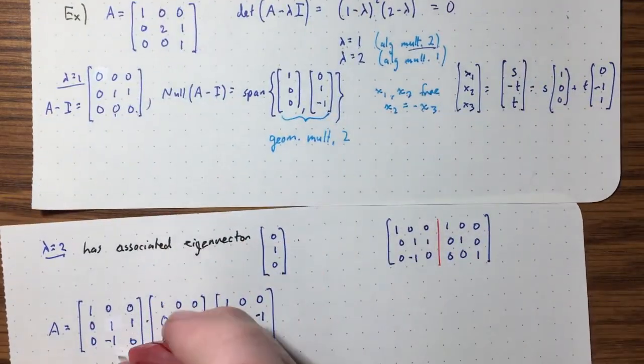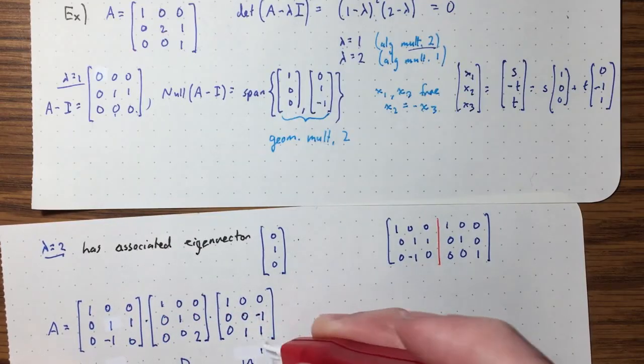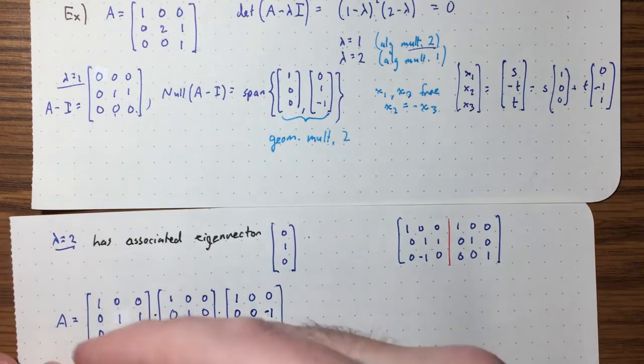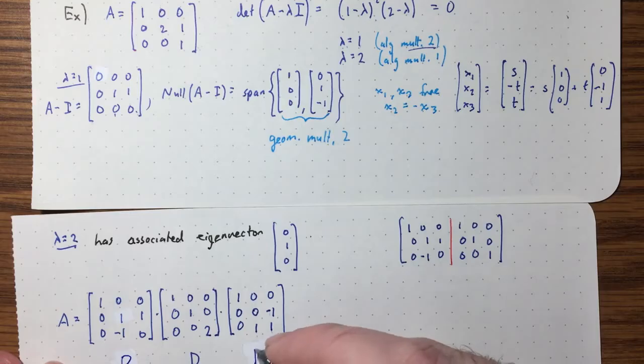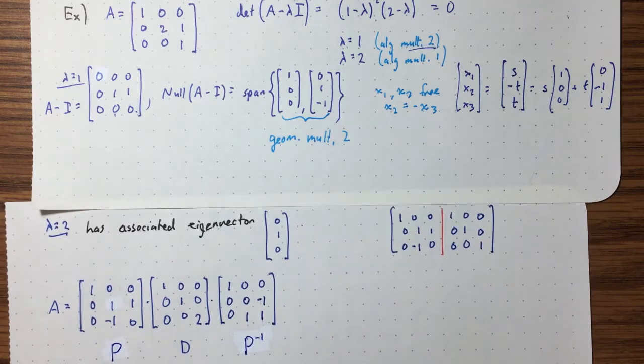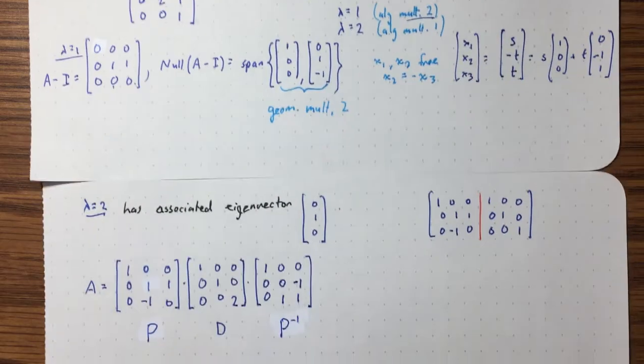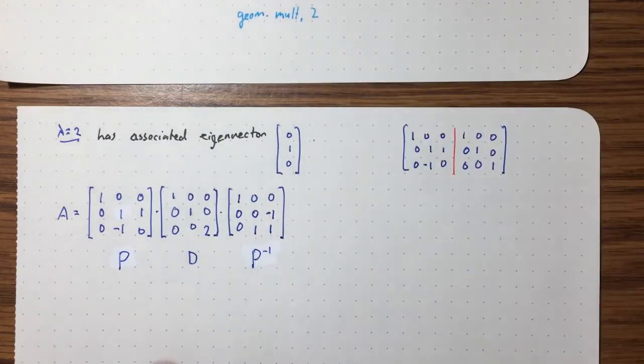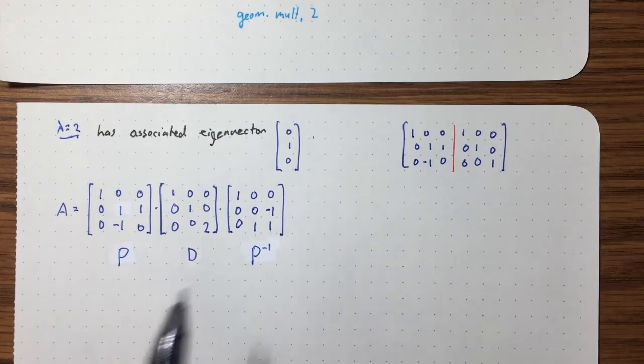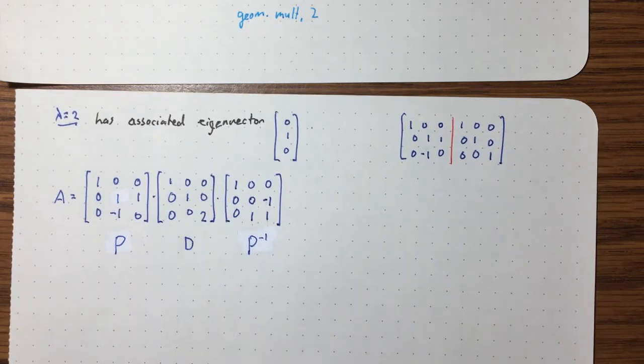Actually, I want to be consistent with the notation. I call it PDP inverse, and that's usually the notation used in the literature. Okay, so here's my matrix P. Here's my matrix P inverse, and I've diagonalized A. Very nice. You multiply those 3 together, and you should get A. But this is the diagonalization of A. I've written it as PDP inverse, with the diagonal matrix there.